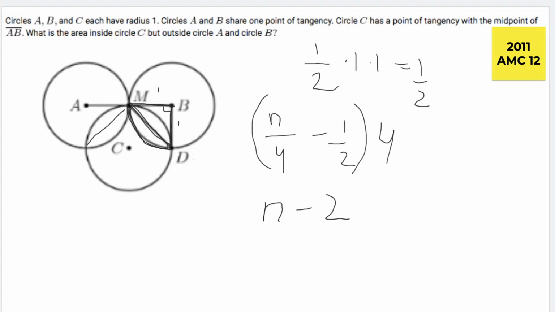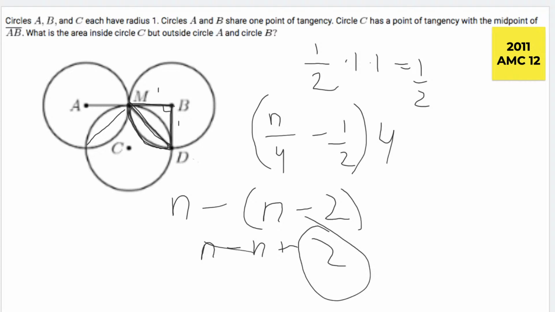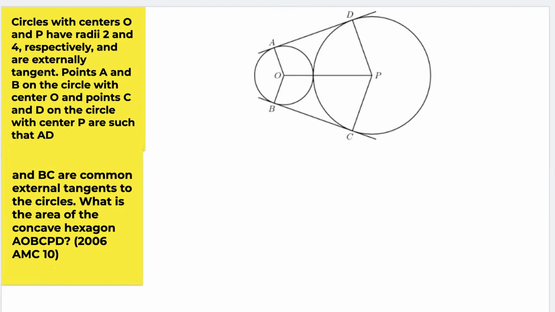Now that is the area of the region that is intersected. And now we subtract this from the area of the entire circle. The area of circle C is just pi r squared, but the radius is 1, so the area of the circle is pi. So you subtract pi minus 2, and you get pi minus pi plus 2. The pi's cancel out, and the answer is 2. So you see, circles are a lot about triangles.